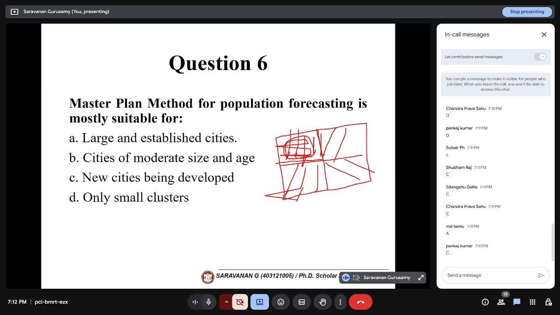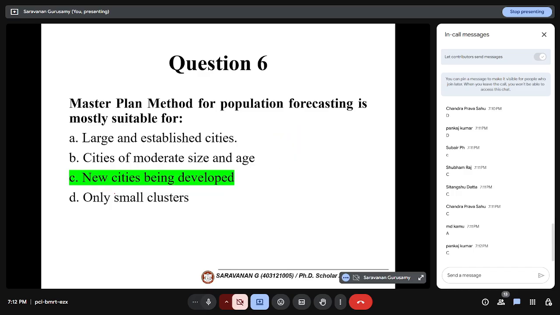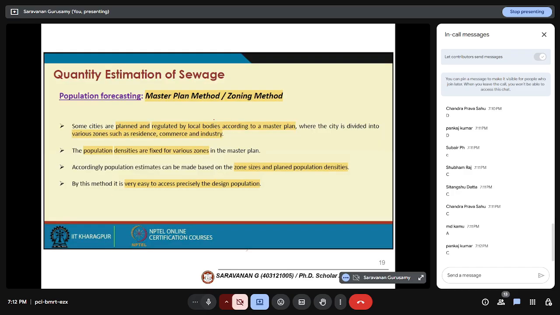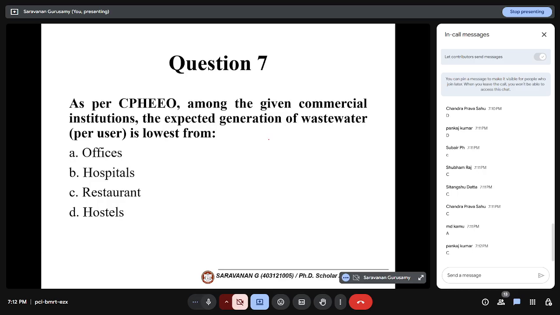This should be designed while designing the city. So if new cities are designed, then it can be adopted, right? Or newly developing cities. Okay, so C is correct. So master plan method: planned and regulated local bodies according to the master plan. Then we can use this.